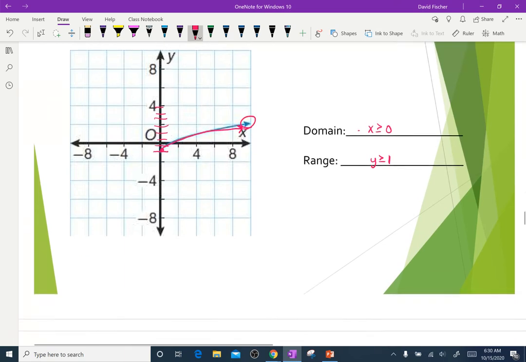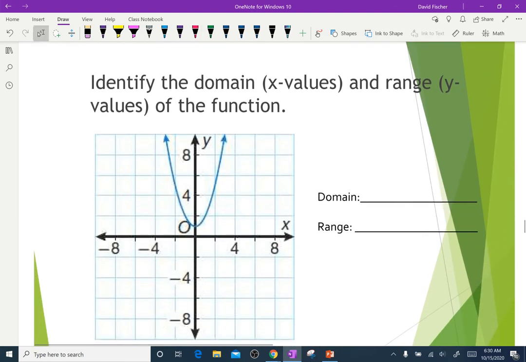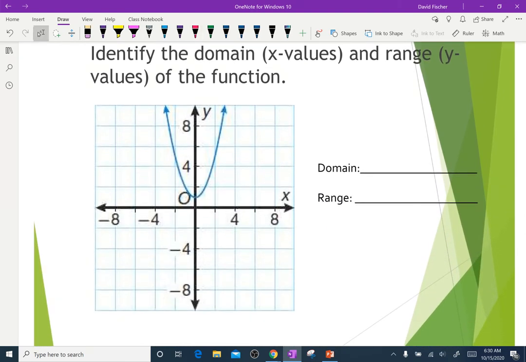Okay? I don't know why, I can hardly see my screen here. Kind of curious of what it looks like on your side.